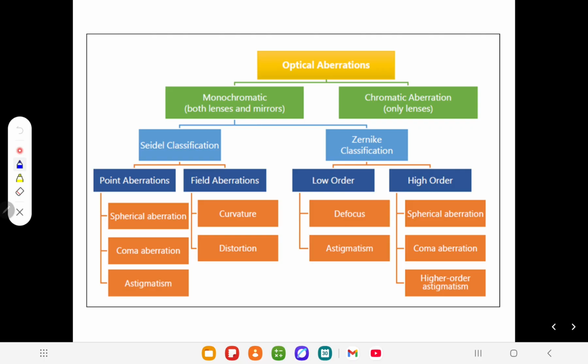So I have already discussed this picture. I have taken this picture from my favorite author, Professor Dr. Joshua Ismail's book. So what is this? It basically means, see, this is classical Seidel aberration. We are not going to deal with it. I have already made a sufficient amount of videos on aberration. So we are going to deal with the Zernike polynomial.